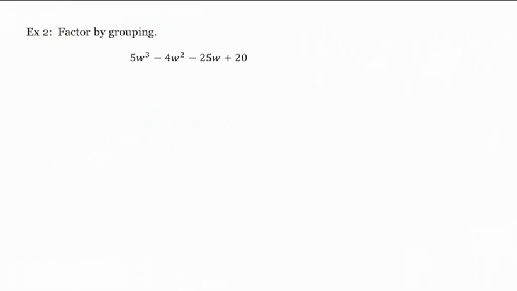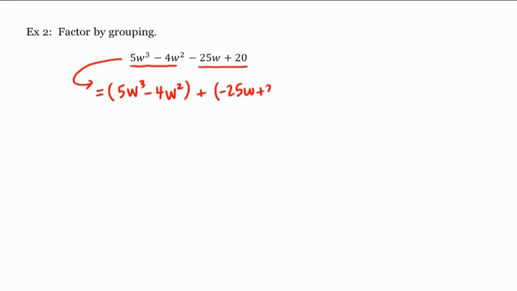Again, let's factor this expression by grouping. And we'll start in the same way. We'll group the first two terms together as well as the last two terms. In other words, this is equal to 5w cubed minus 4w squared plus negative 25w plus 20. And now the greatest common factor in the first two terms is a w squared. And when we factor that out, we're left with 5w minus 4.